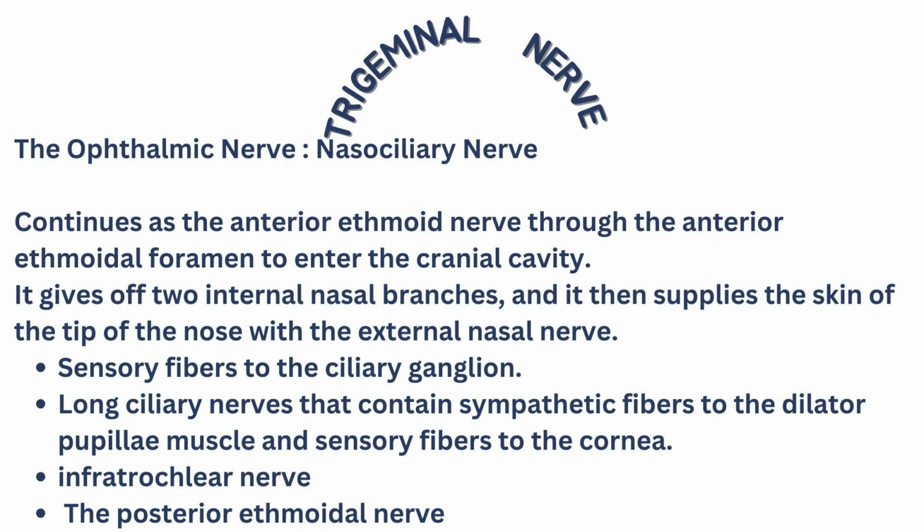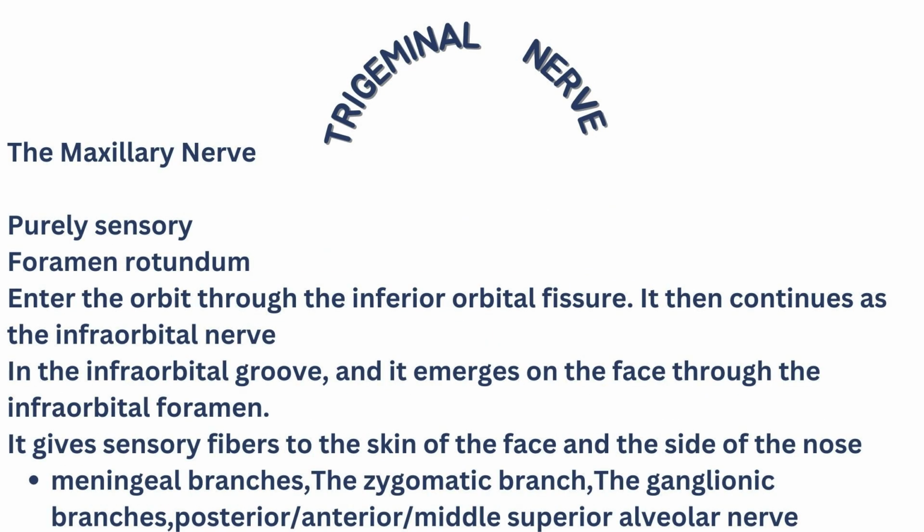It also gives branches to the ciliary ganglion, the long ciliary nerve that contains sympathetic fibers, the infratrochlear nerve, and the posterior ethmoidal nerve. The maxillary division is purely sensory and it emerges from the foramen rotundum and enters the orbit through the inferior orbital fissure, then continues as the infraorbital nerve.